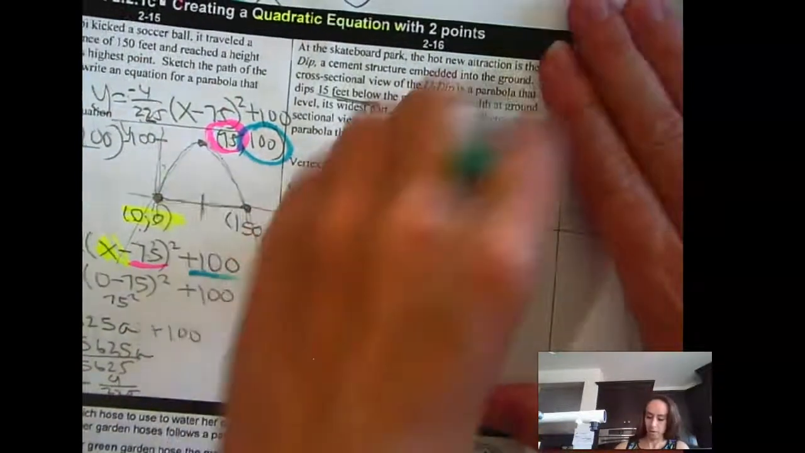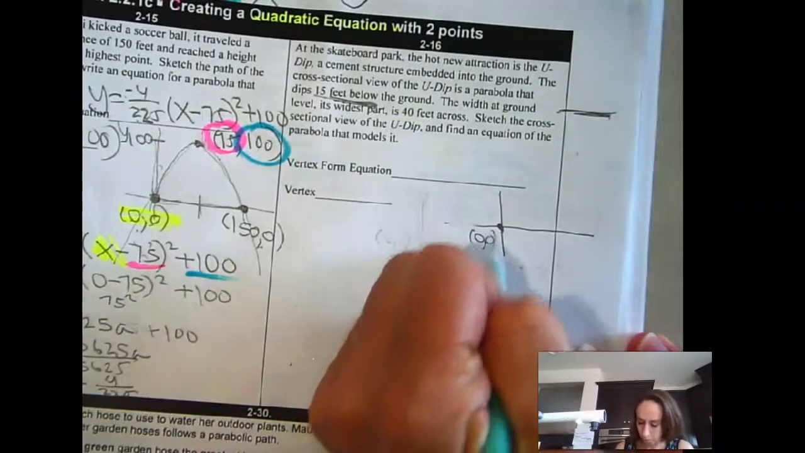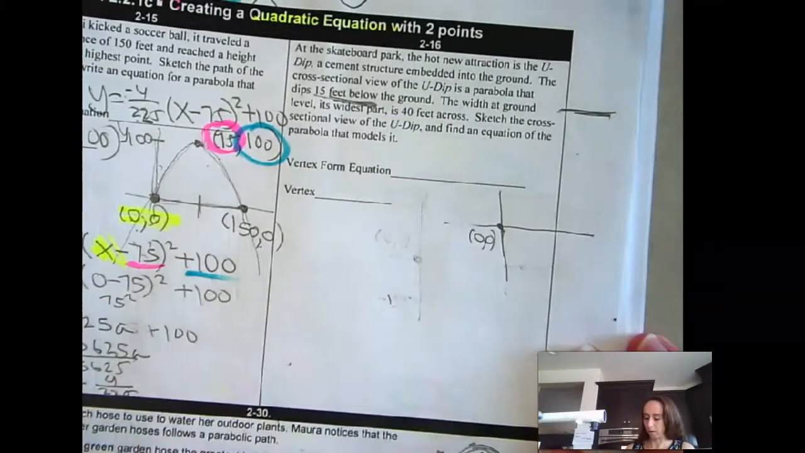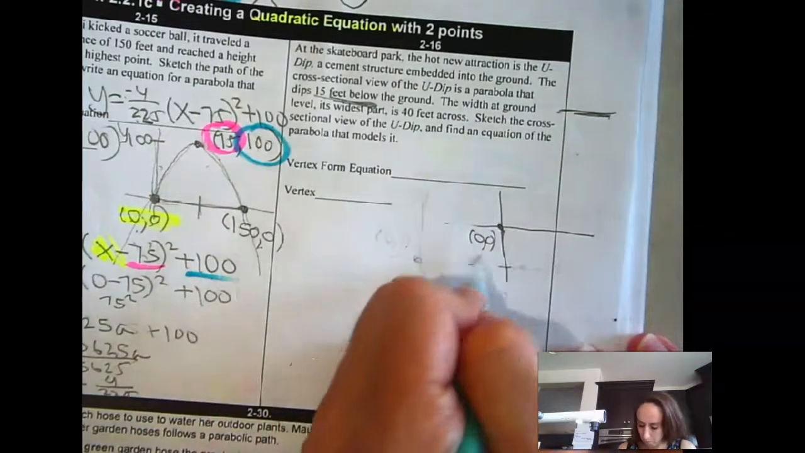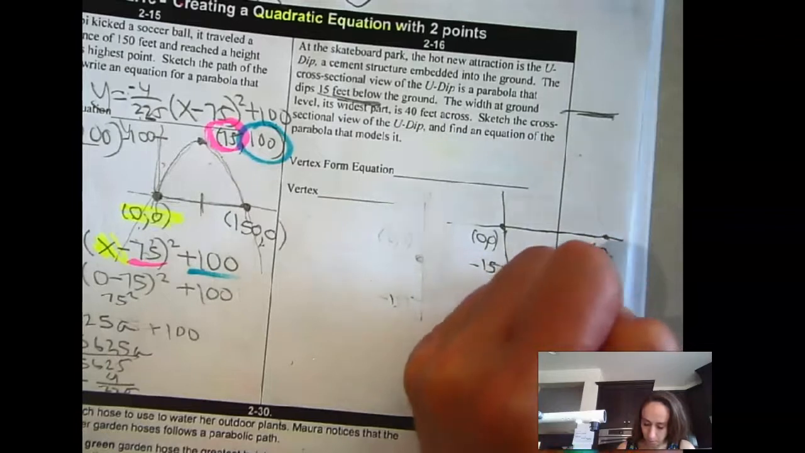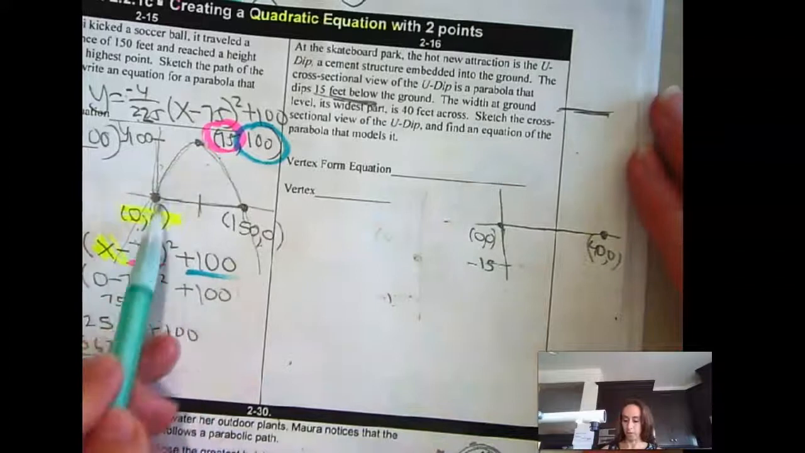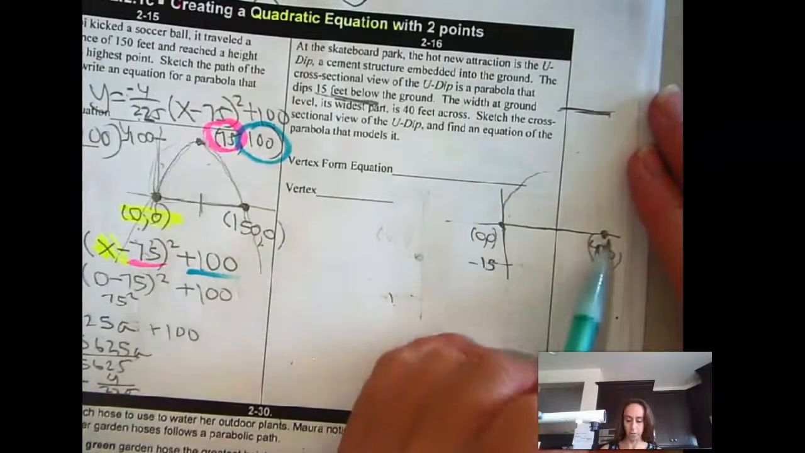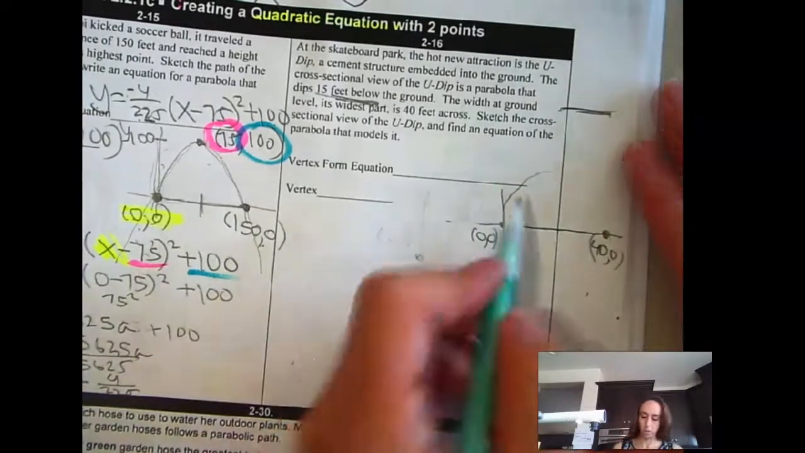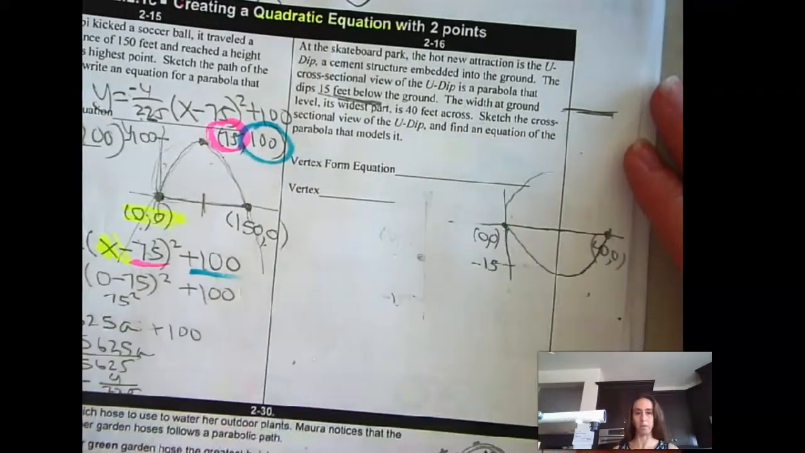Okay. So let's do this again. So there's 0, 0. It's down to 15. And the width is all the way across at 40. So, is it going to go like this? Well, no, because if it goes like that, it's not going to be under. So it's got to go like this. And this time it's a parabola going up.